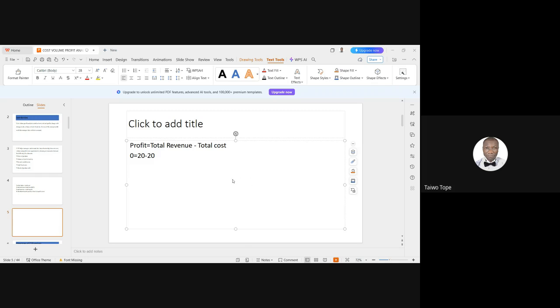Now, this ratio we are talking about, contribution margin ratio, CMR, contribution margin ratio, it is what? Contribution margin divided by what? Sales. Contribution margin ratio means there is a relationship between two things. And what is that relationship? Contribution margin and sales. So to get your contribution margin ratio, you must first get your contribution, then divide by what? By sales. Divide by sales.